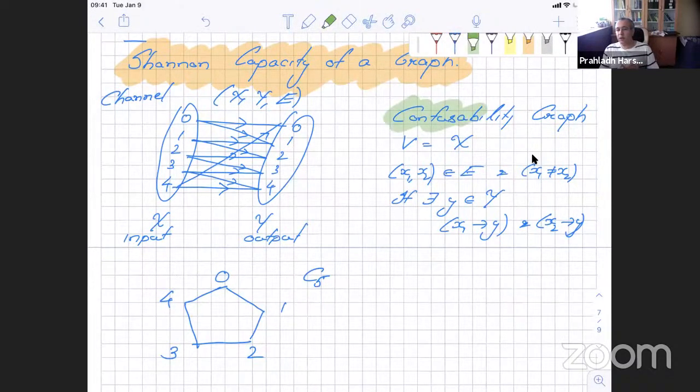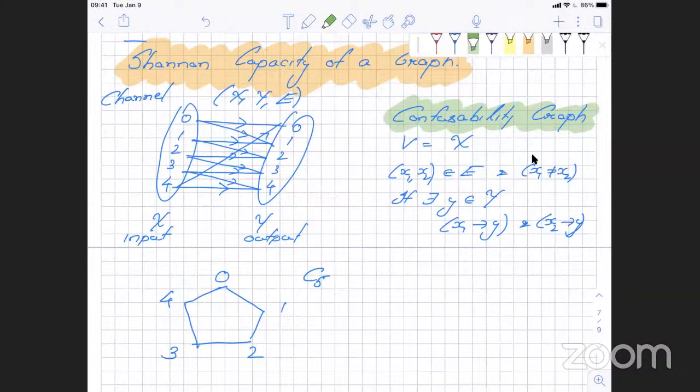Now, looking at the confusability graph, how many input alphabets can you actually transmit faithfully? That is, I want to send it so that there's no confusion. Certainly, I can't send all 5 of them because it's going to get all confused. So suppose, can I send 2? Can I pick 2 input alphabets such that if I send them across, there will be no confusion? No matter what the output is, I will be able to find out which of the 2 input alphabets I sent. 0 and 2.